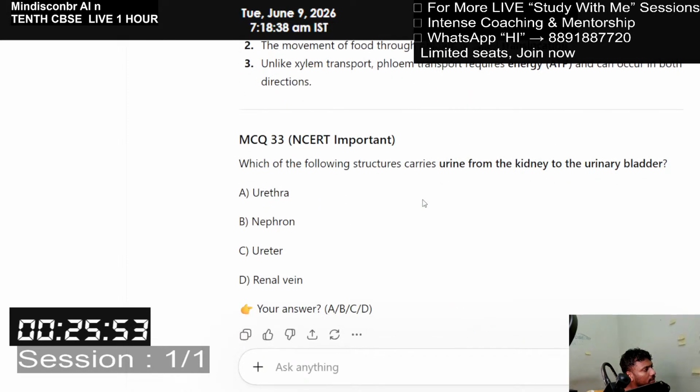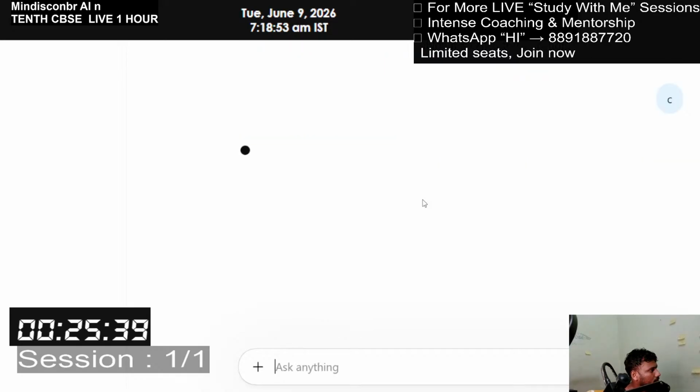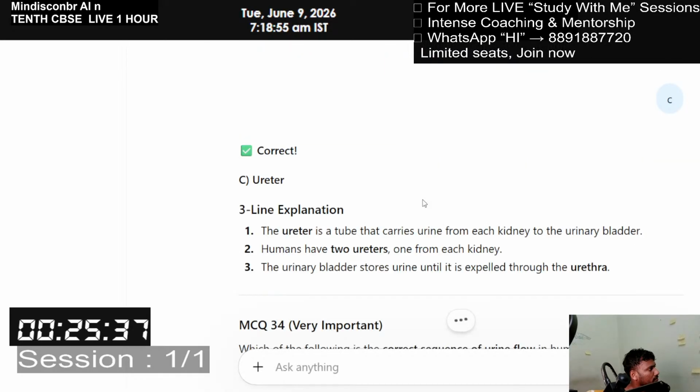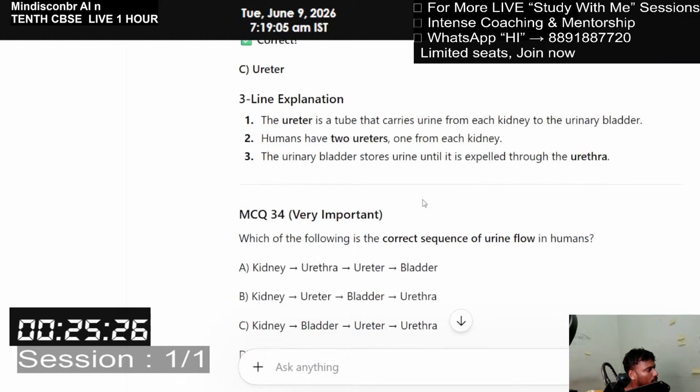Which of the following structures carries urine from the kidney to the urinary bladder? Ureter. The ureter is a tube that carries urine from each kidney to the urinary bladder. Humans have two ureters, one from each kidney. The urinary bladder stores urine until it is expelled through the urethra.